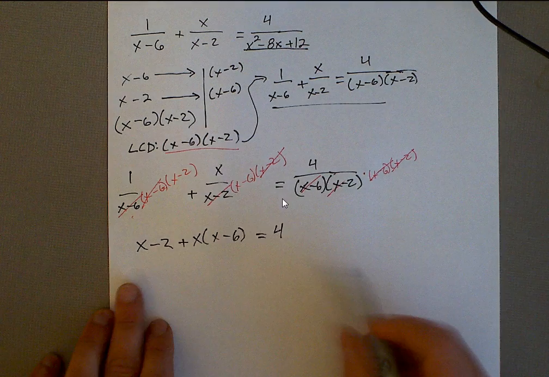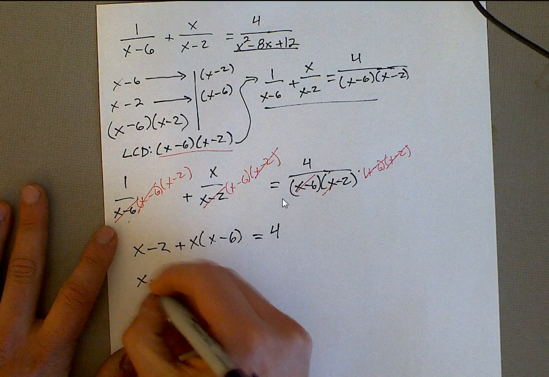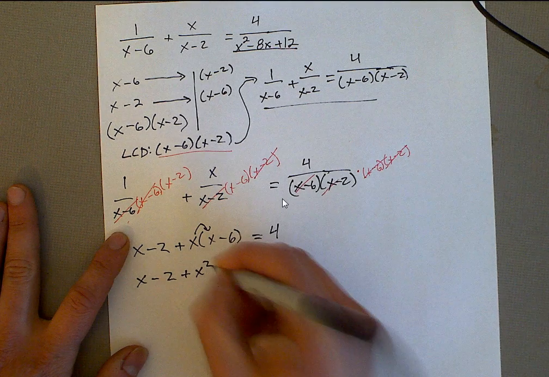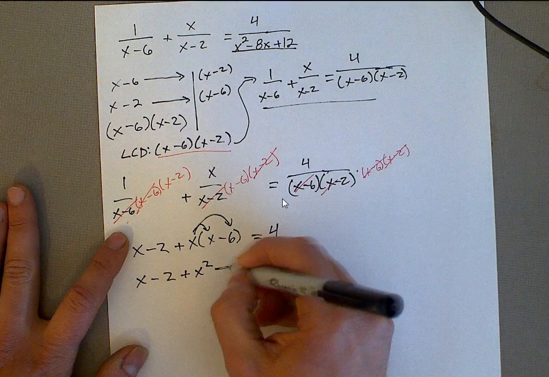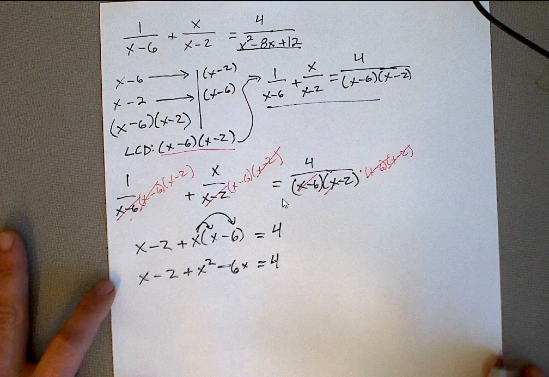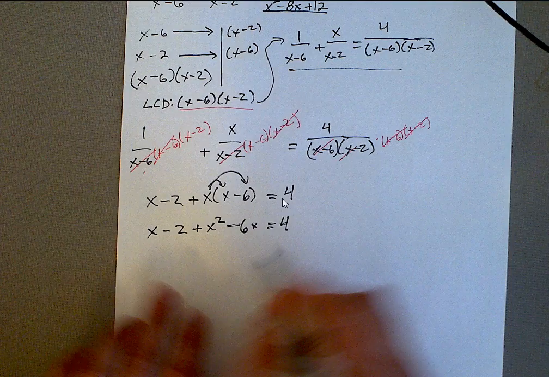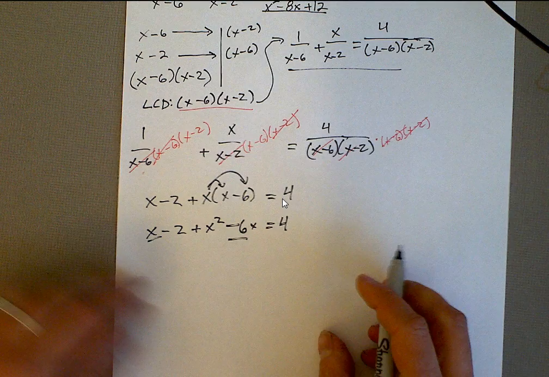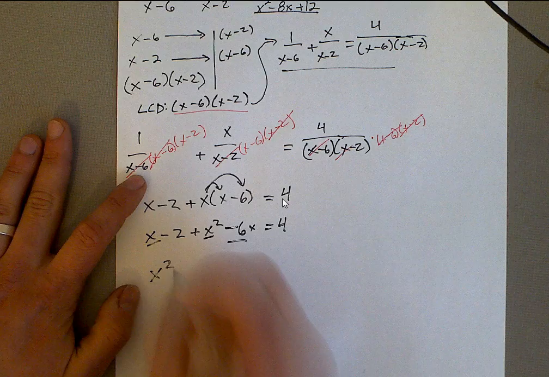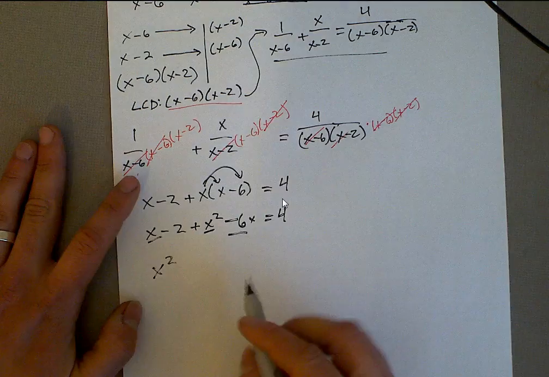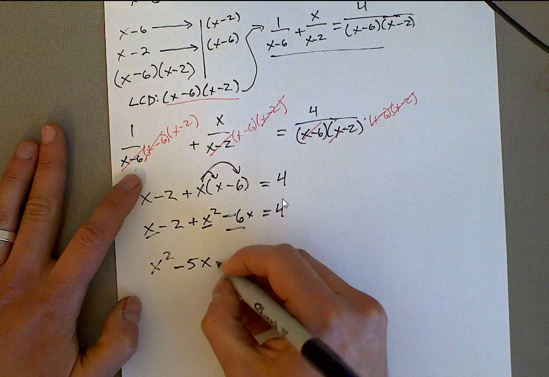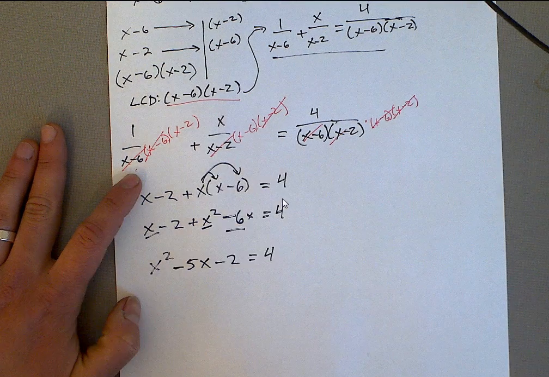Let's simplify the left side a little bit. So that gives us x minus 2 plus x squared minus 6x equal to 4. Let's combine the x and the minus 6x. Before we do that, let's move the x squared into the front so we can write it in standard form. So x squared minus 5x minus 2 equal to 4.